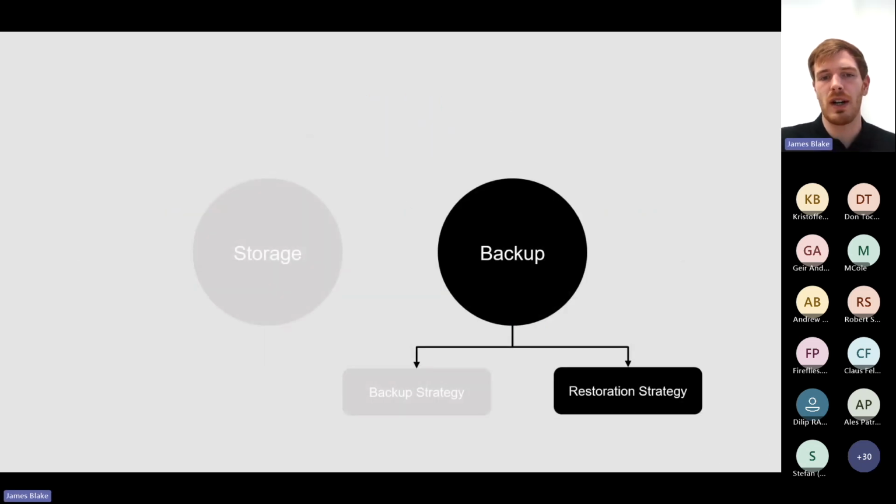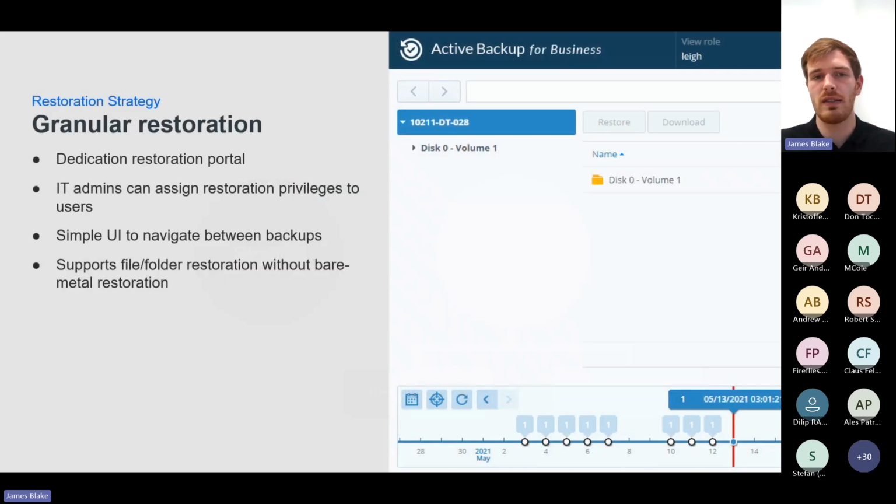Now, we've got our backup strategy that we're comfortable with. We need to look at the restoration strategies. Now, with Active Backup for Business, there's a number of different ways that we can achieve this, but we've also got the granular restoration portal that is really key for Active Backup. Now, this allows us to do file, multiple files, or even folder level restorations back into the VMs without any downtime. Of course, making sure we've got that RTO as low as possible, that recovery time objective.